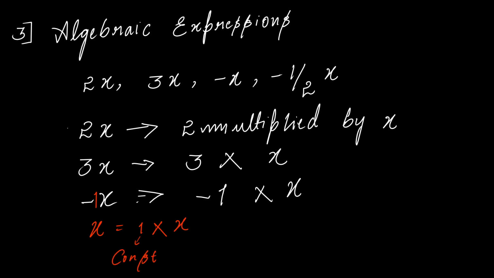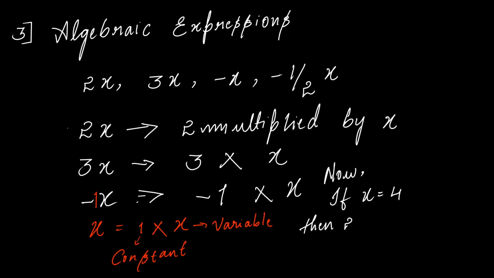So 1 is a constant and x is a variable. So we are multiplying it with 1. So 1 into x is x. We can write simply x or 1 multiplied by x. Now x is equal to 4. Then 2x is equal to 2 multiplied by 4. In place of x, I am writing 4 because here I have taken x is equal to 4. So I am multiplying 2 with 4. So the value is 8.